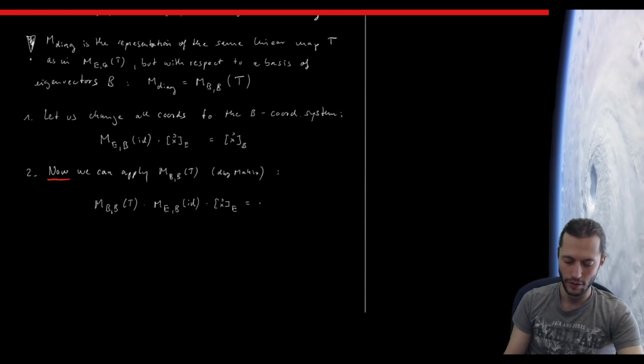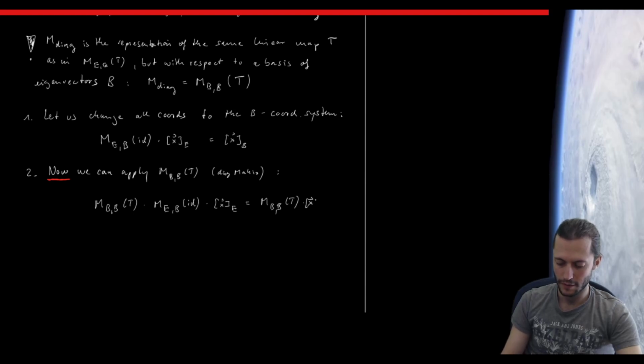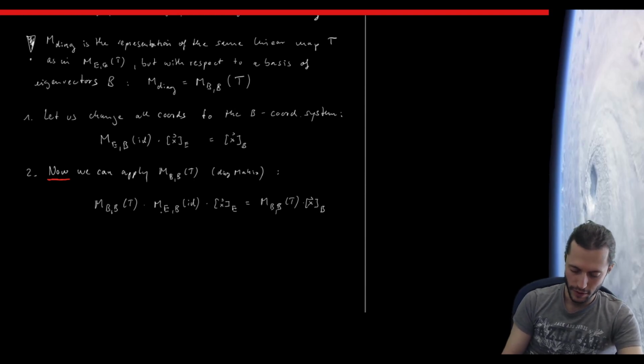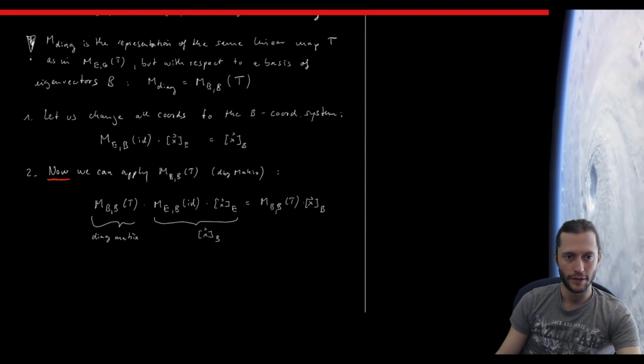And we can also write, since we calculated the first row before, we can go for MBB, representing T times x in B coordinates. So this one are the coordinates we want to put into the diagonal matrix, which had the eigenvalues on its diagonal.